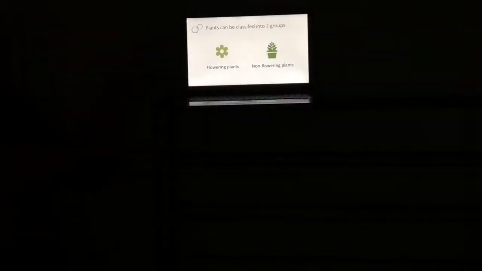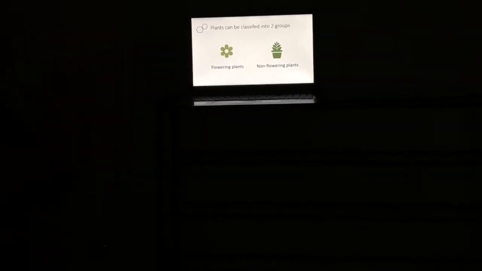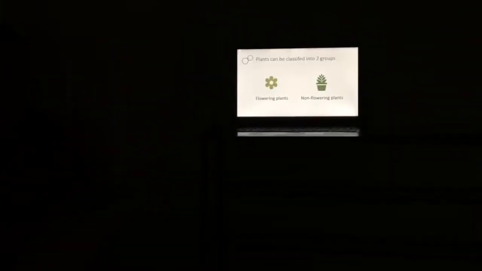Classifying plants. Plants can be classified into 2 groups. I want you to write these 2 groups down in your notebook. Group number 1, flowering plant. Group number 2, non-flowering plant. The notebook has the 2 numbers, group number 1, group number 2. Go ahead and write those 2 down.